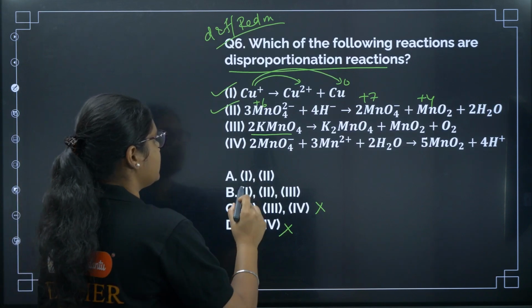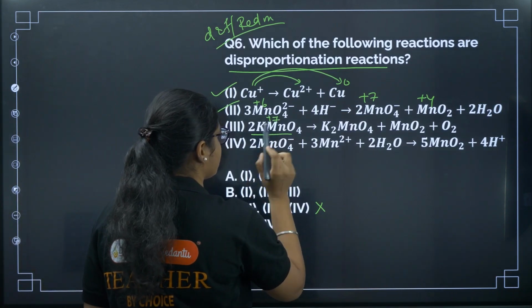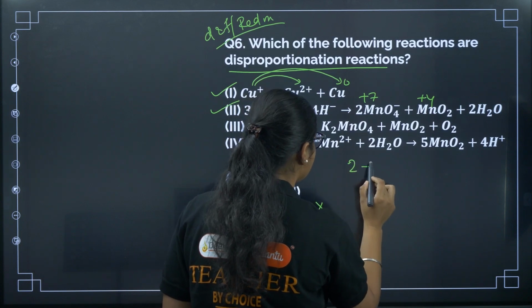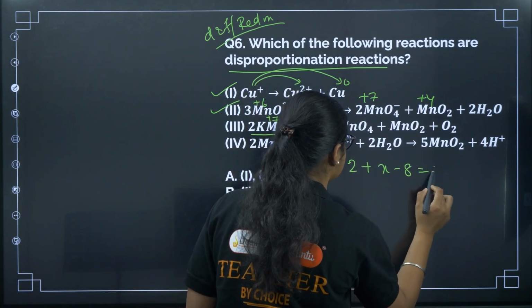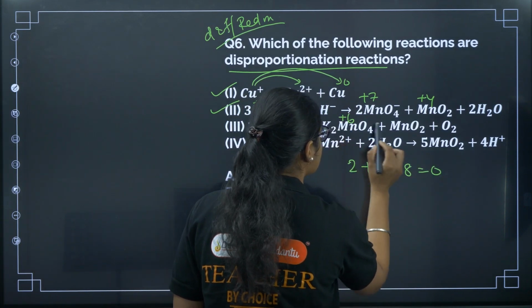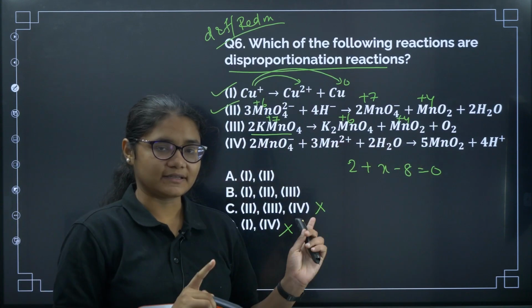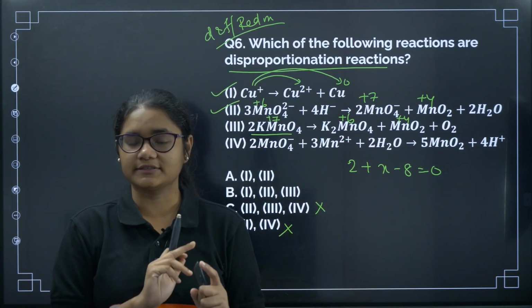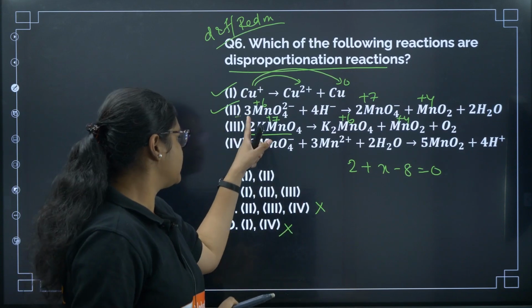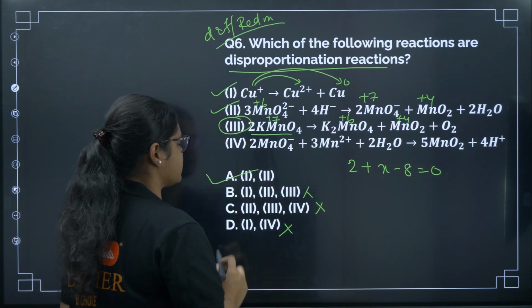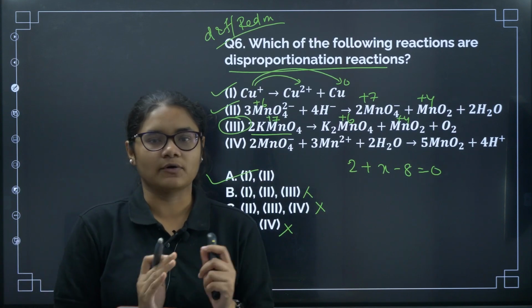Option number 3, if you see this one, this is +7, right? So here it is from +7, 2 plus x minus 8 equal to 0. So this is your +6, and here it is +4. So +7 to +6 is reduction, +7 to +4 is also reduction. So there is no oxidation in the third reaction given. So this cannot be there. So the correct answer for this question is option number A, that is 1 and 2.